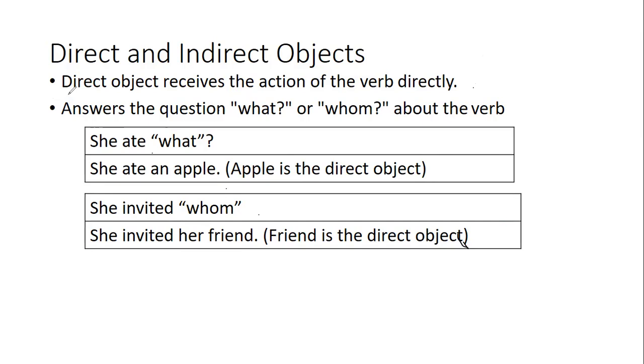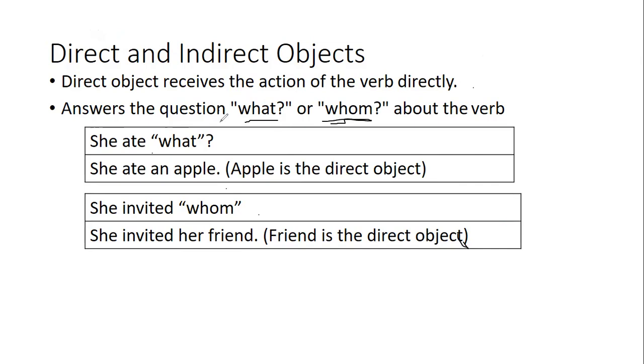Let's do it. A direct object receives the action of the verb directly. That's why it is called direct, right? It receives the action directly. That's why it is called a direct object. So when you read out the statements, what question should you ask? What or whom? These are the questions you should ask.